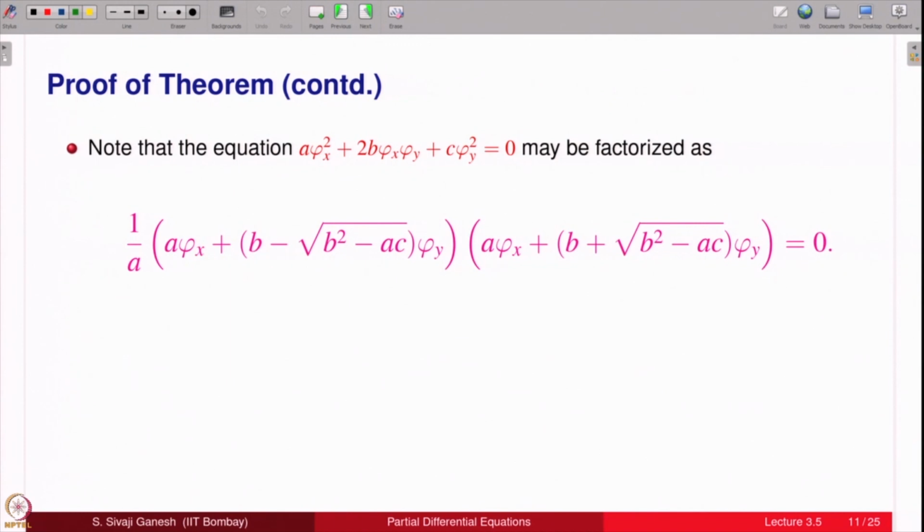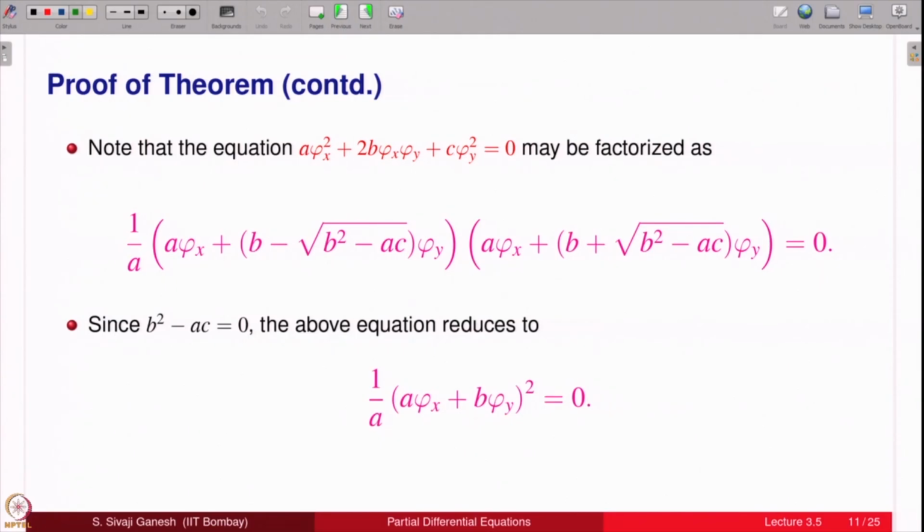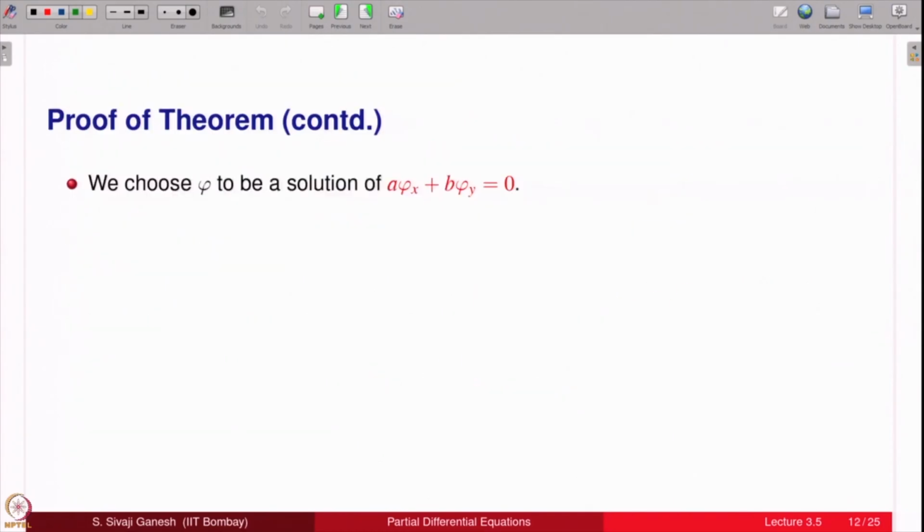Exactly the same way we factorize, but now what happens is b square minus AC is 0. Once b square minus AC is 0, the factor in this bracket is the same as this one. So, this equation reduces to this. Therefore, we need to solve phi such that A phi x plus B phi y is 0, and choose psi arbitrarily.